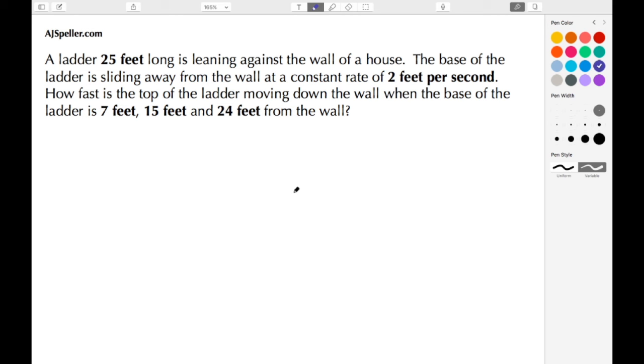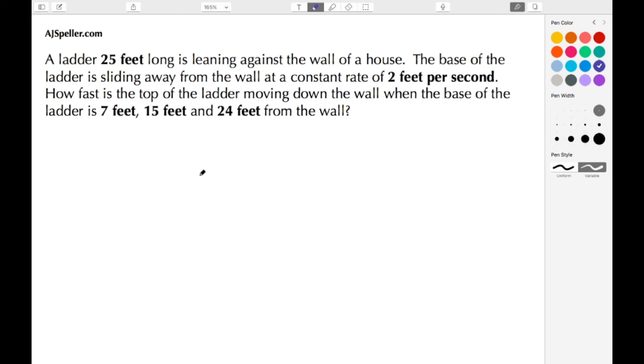Here we have a ladder 25 feet long leaning against the wall of a house. The base of the ladder is sliding away from the wall at a constant rate of 2 feet per second. We need to figure out how fast the top of the ladder is moving down the wall when the base of the ladder is 7 feet away, 15 feet away, and 24 feet away from the wall.